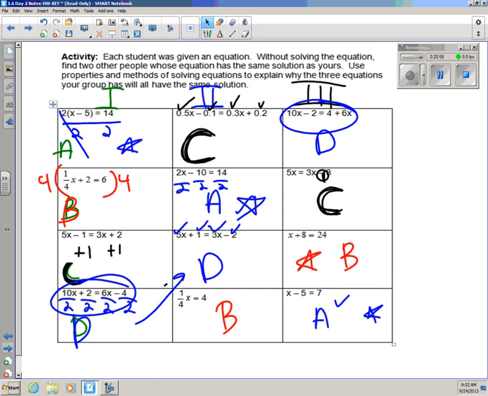Anyway, I'm hoping that you at least are getting the idea that you've got equivalent equations by just using different properties, multiplying things by the same number, dividing things by the same number, etc. All right, so that should be enough to be able to get you through your homework.